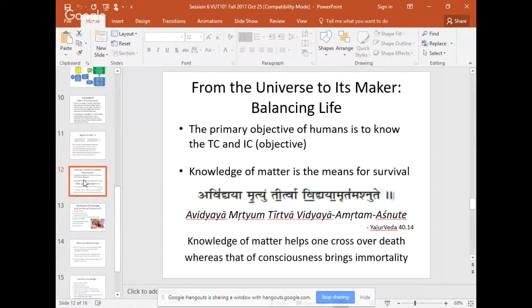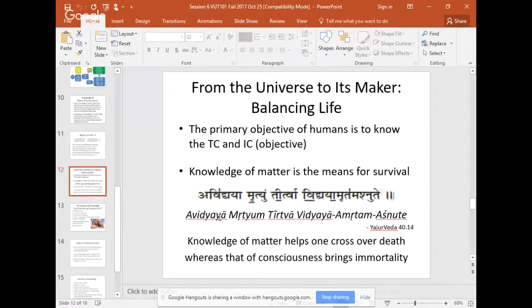From the universe to its maker. But why these two streams of knowledge, avidya and vidya? How should we balance our life? What should be their interplay? That is brought out very beautifully in Yajurveda, 40th chapter, which is the last chapter, 14th mantra. If I have time, I will bring this out in a total sense toward the last slide.